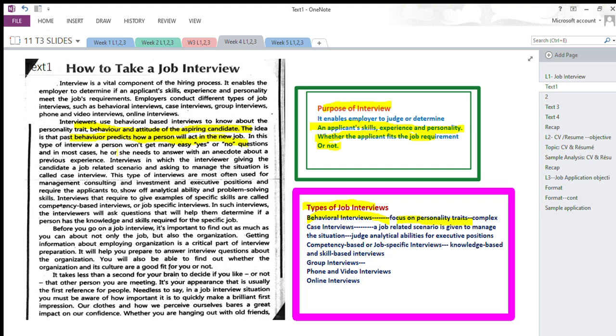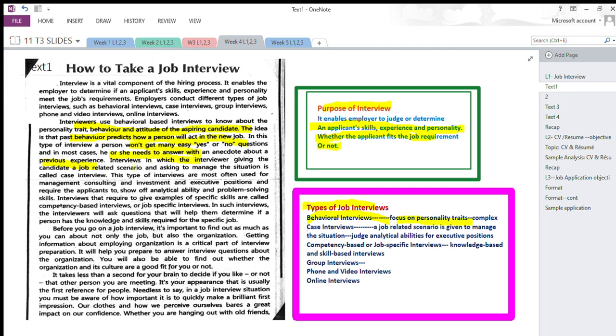In this type of interview, a person won't get many easy yes or no questions, okay? And in most cases, he or she needs to answer with an anecdote about a previous experience. He has to or she has to relate about his previous experience. So, behavioral interviews are complex interviews, okay? Then we have case interviews.